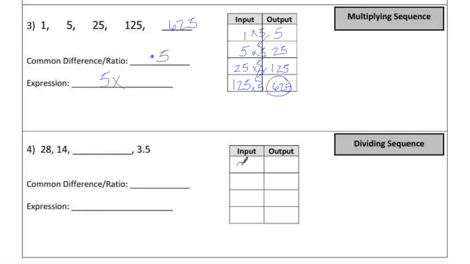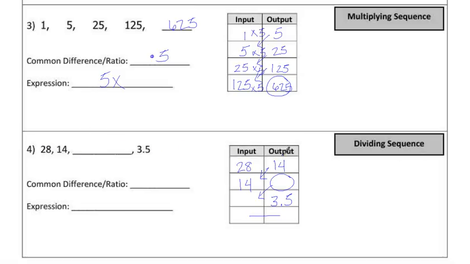I'm going to input 28, output is 14. Then 14 moves to become the new input. 14, I'm missing that output, and then that output will slide there, and then my next output is 3.5. And I don't need these 2 extra spaces. So I'm getting small very quick, so it's division.